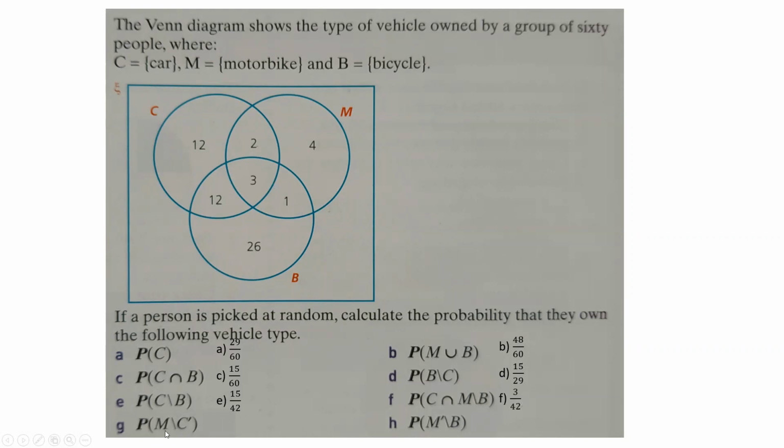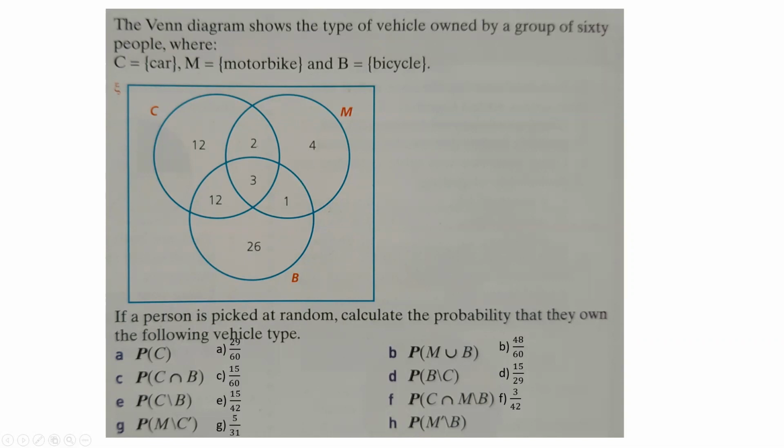Okay. And now G, probability of M given C complement. C complement means we don't want C. So we only have these 3 now. So you have 31 here, 26 plus 4 plus 1. Then the question I'm asking says also belongs to M. That means out of these 3, which one belongs to M? This one or these 2? These 2 belong to M. So you have 5 out of 31.